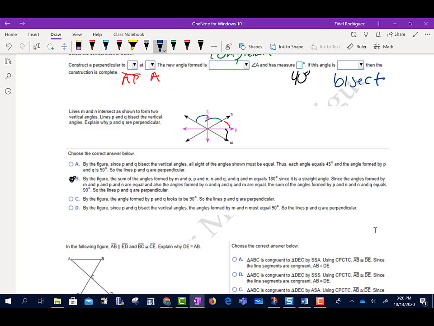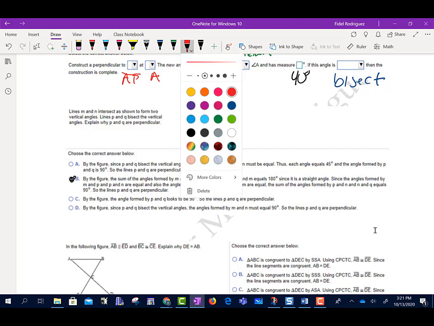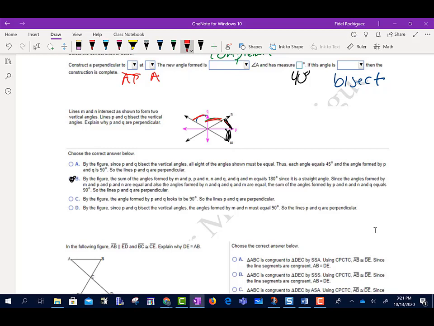And then it says, since the angles formed by M and P, so this angle here, and P and N, this angle here, are going to be equal, and also the angles formed by N and Q, so this angle here, and Q and M, this angle here, are equal, then the sum of the angles formed by P and N and Q equals 90 degrees, and so the lines are going to be perpendicular. Okay?